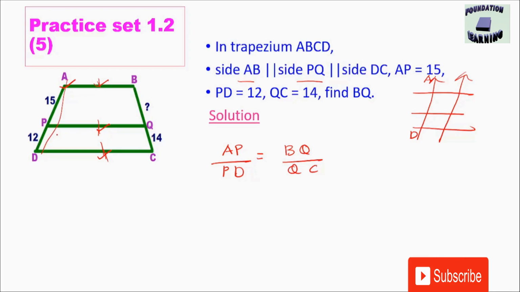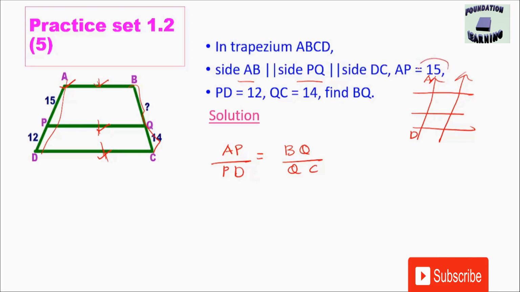The ratio made by the intercepts will be equal to the ratio made by the other transversal. So which is the other transversal? BQ. BC is the other transversal. So we have written AP upon PD is equal to PQ upon QC because of the property of three parallel lines and their transversal.